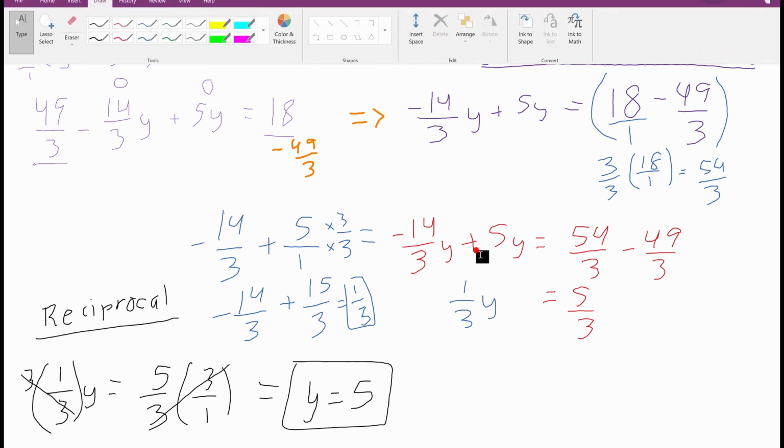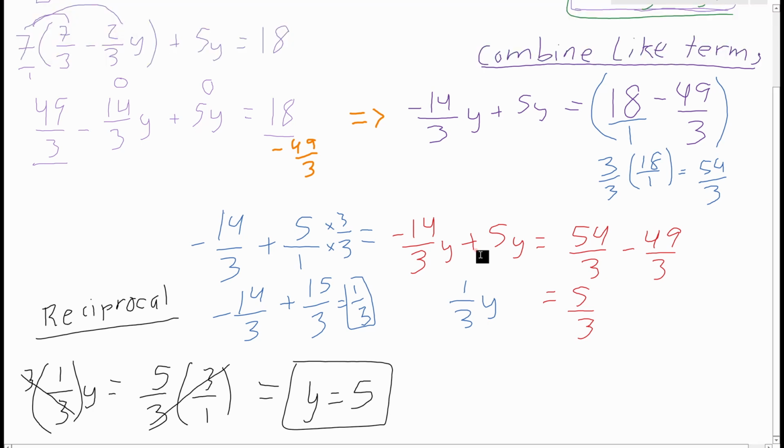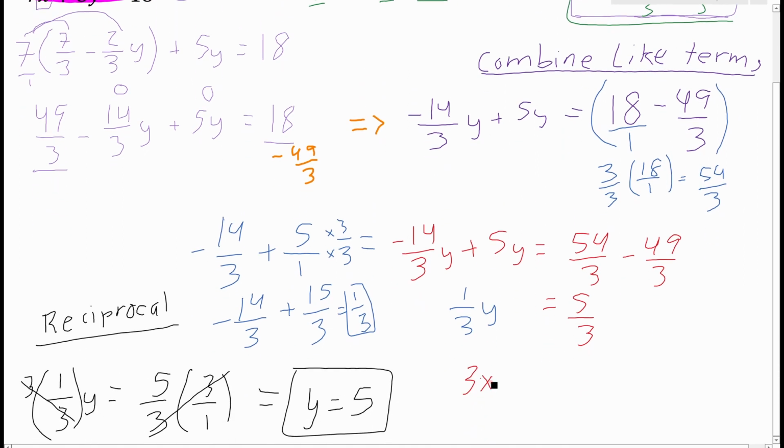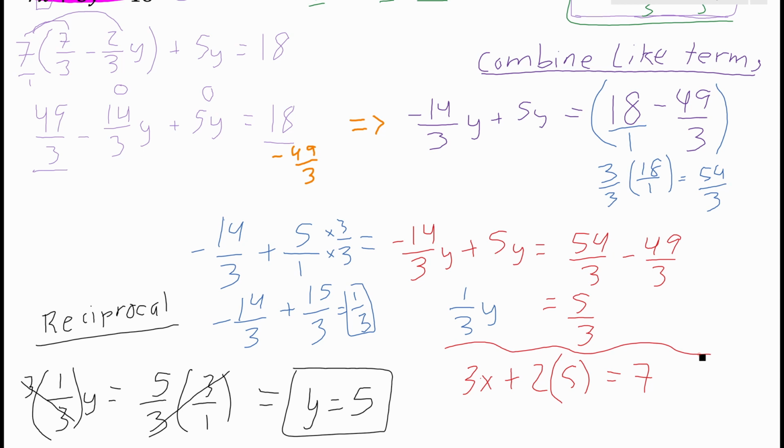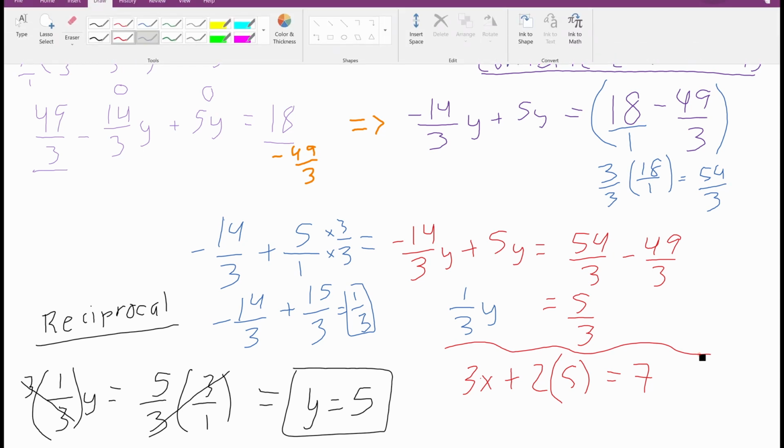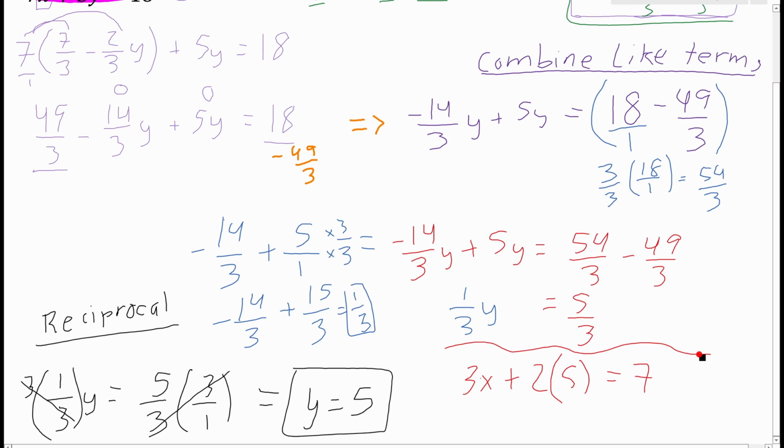So we're going to plug in this 5 into this problem. So we're going to have 3x plus 2, and then we're going to plug in the 5 equals 7. And then we're going to solve. 2 times 5 is 10, so we're going to end up with 3x plus 10 equals 7.